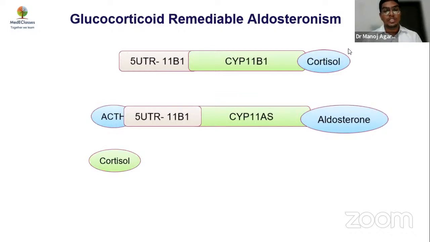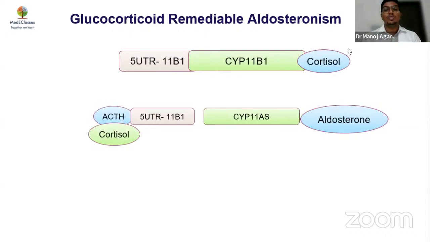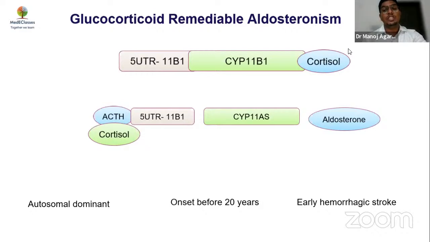So how do we treat this condition? Generally, we have to block ACTH secretion. If we treat this patient with cortisol, then ACTH will go down, and finally aldosterone will go down. So the treatment is cortisol. This is an autosomal dominant condition, onset starts before age 20, there are more chances of complications, and this patient may present with early hemorrhagic strokes.